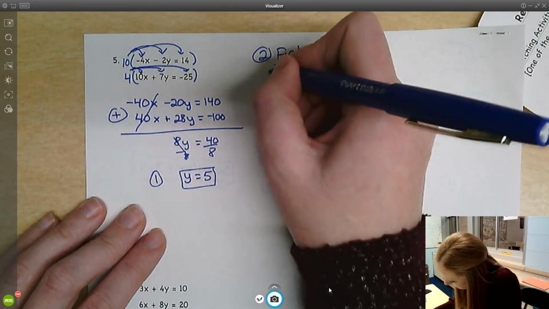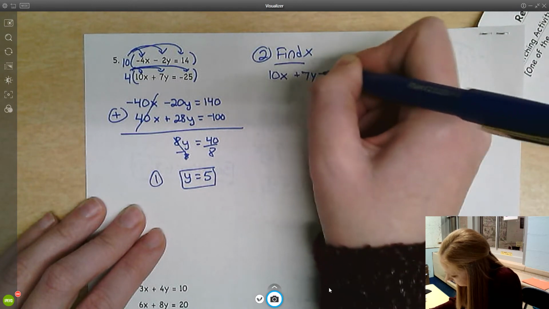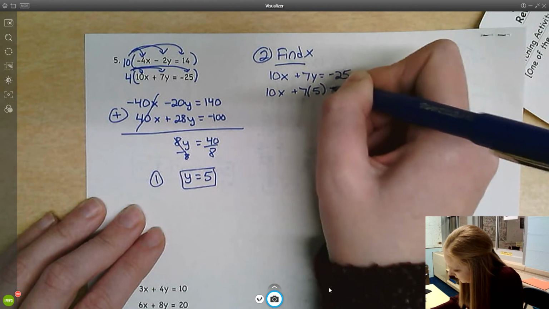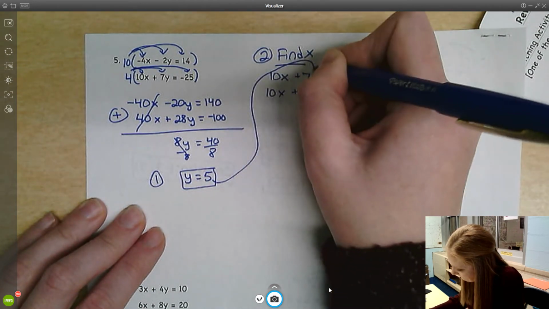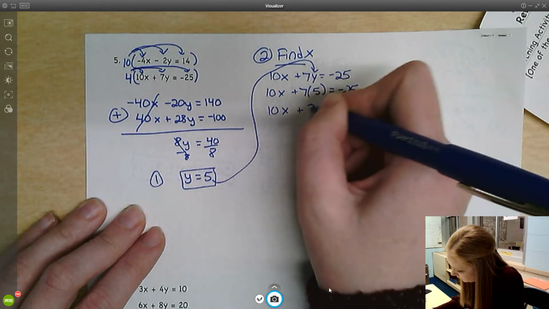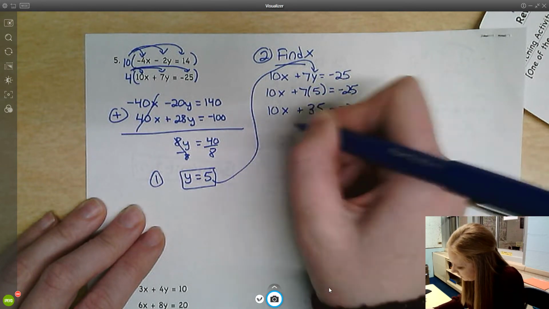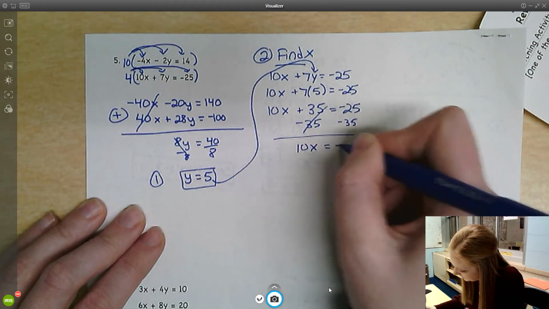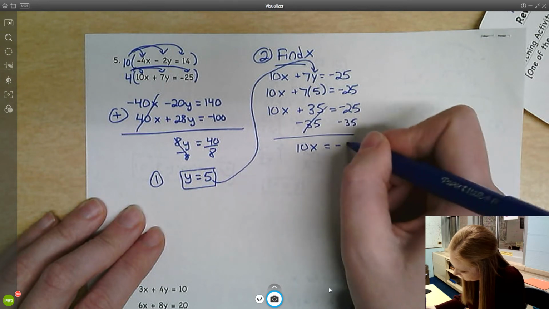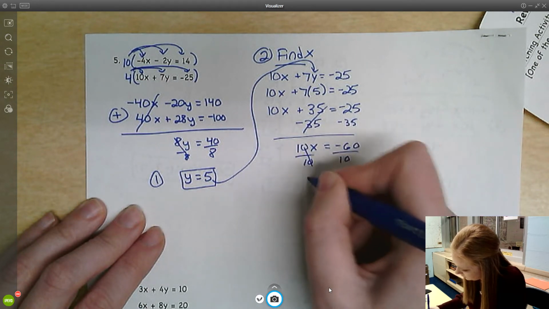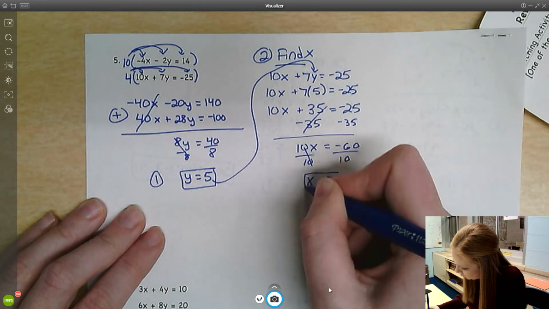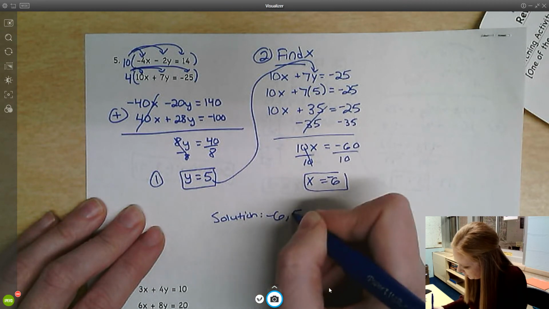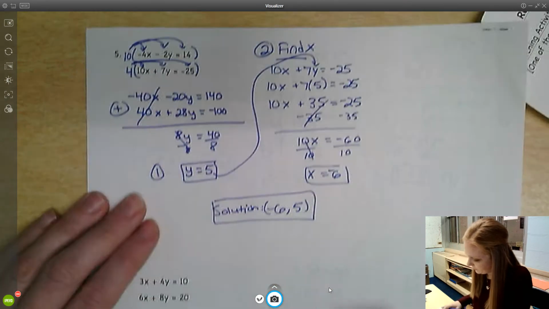Rewrite one of the equations. I'm going to pick the second one. It doesn't have as many negatives. I'm going to plug in 5 for y, and then solve for x. So we get 7 times 5 is 35. Let's minus 35 on both sides. Then we'll get 10x equals negative 60. Divide both sides by 10 to determine x is negative 6. Our solution is written as x comma y, so negative 6 comma 5.